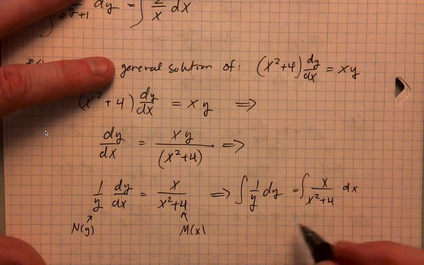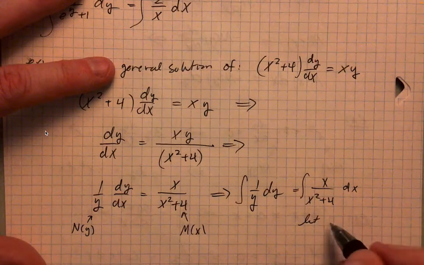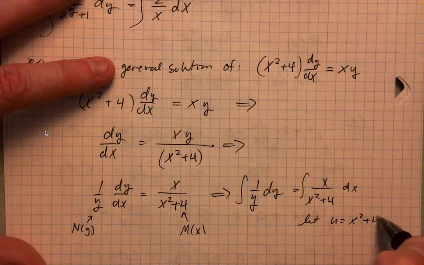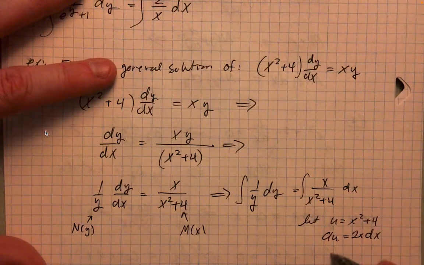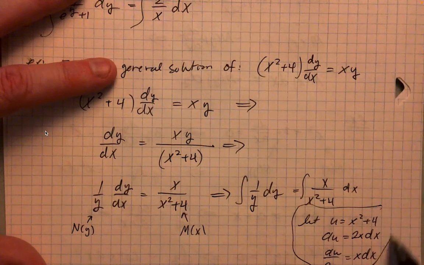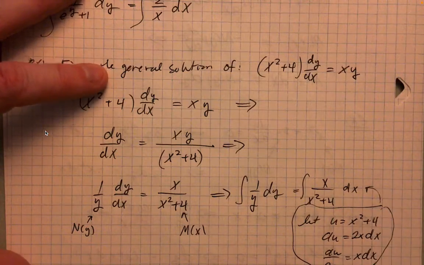This one will require u substitution. So let's set that up. Let u equal x squared plus 4. Then du is 2x dx. And so du over 2 should be x dx, right? So that's what we'll need to do this one.